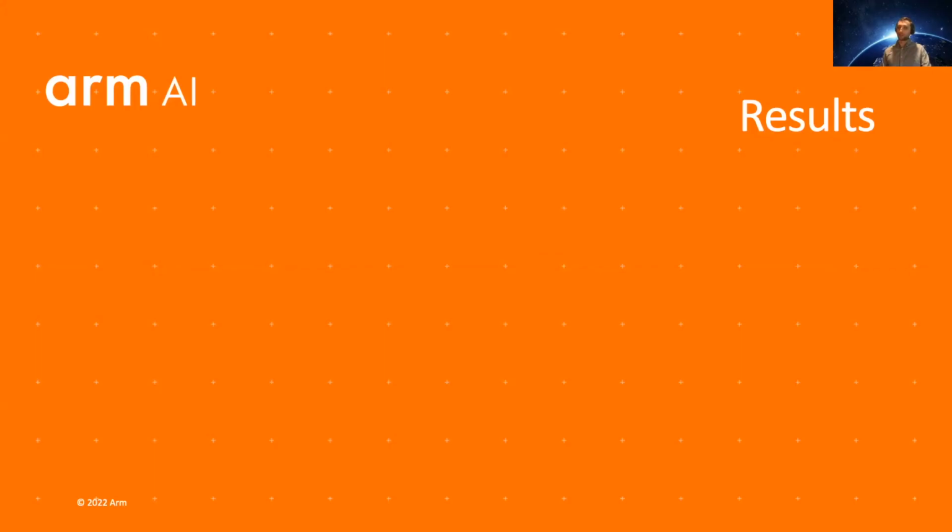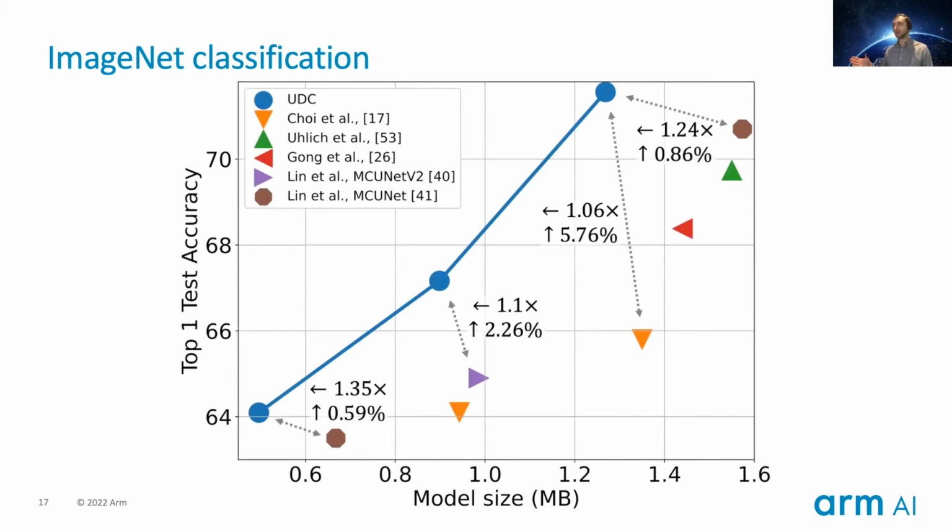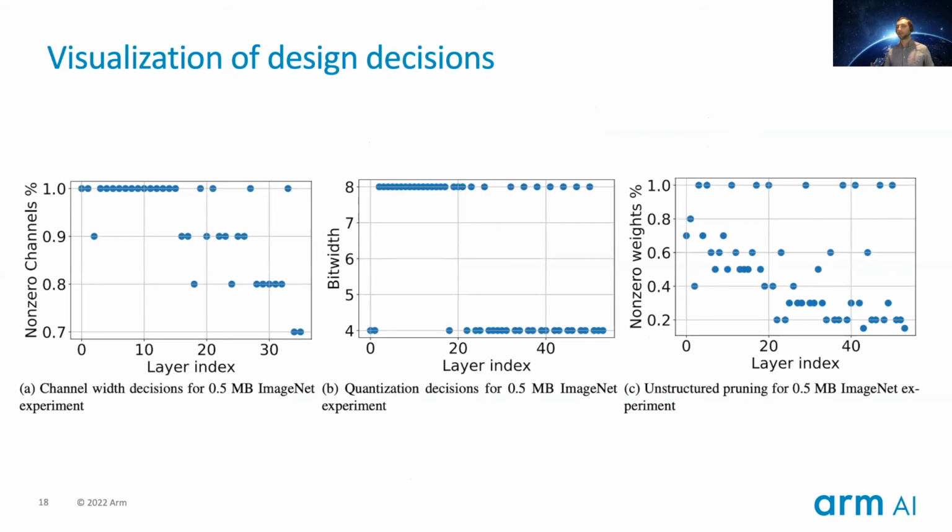Okay, so let's jump to some more results for our approach. As I showed before, we can do ImageNet classification quite well, and we can find models that are Pareto dominant in a model size versus accuracy sense. But the other interesting thing that we can look at is what are the decisions made by the algorithm at each of the layers in the model. We can look at how many channels are used at each layer, how many bits are used to quantize each layer, and what's the sparsity rate at each layer. That's what's being shown in these subplots here.